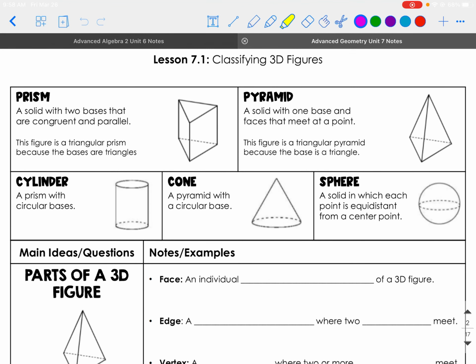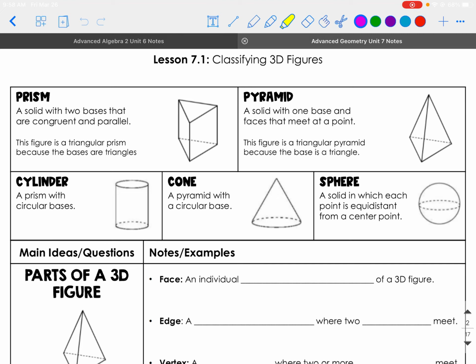Hey guys, we are beginning Unit 7 today, and this unit is all about volume and surface area. I think that you'll find that this unit is a little bit easier because it's primarily formulas that you will have. You don't have to memorize them or anything, so all you have to do is apply the formulas.